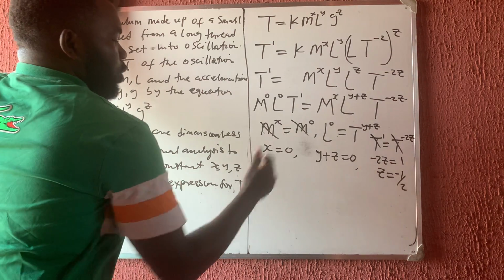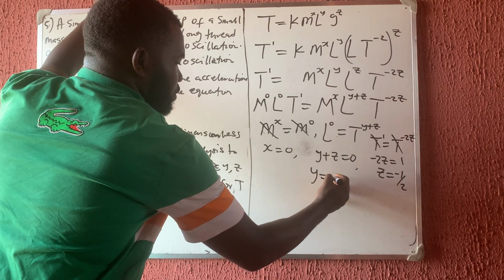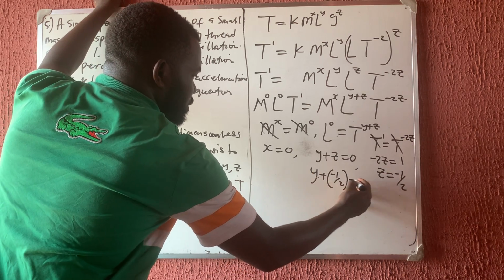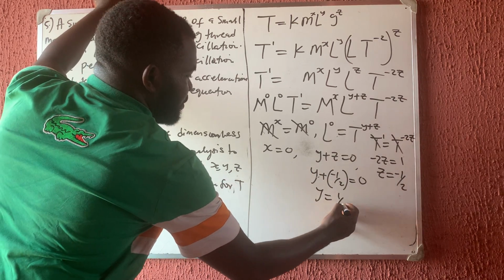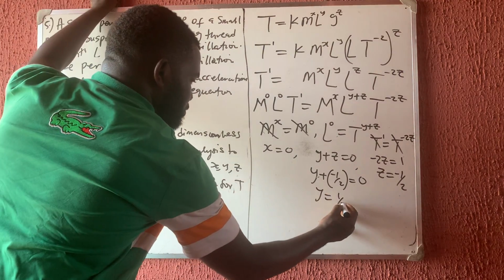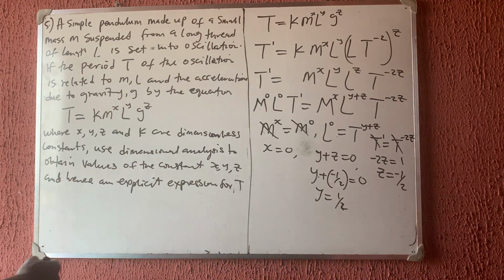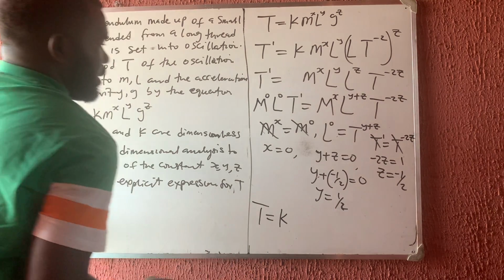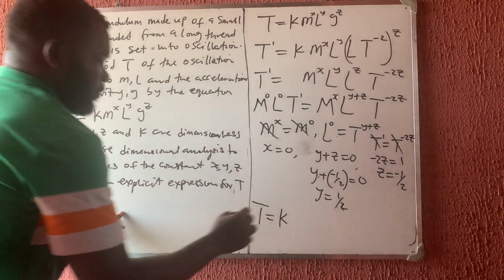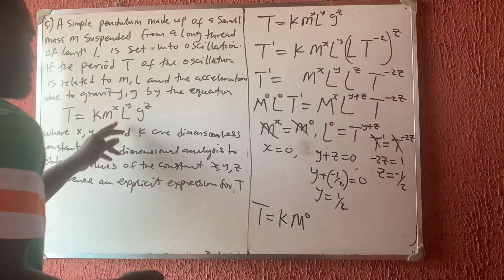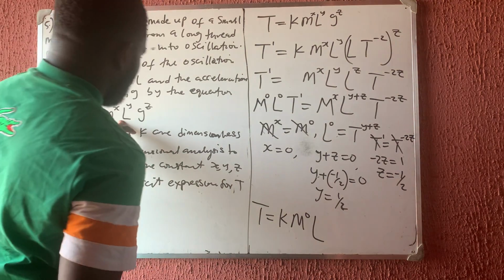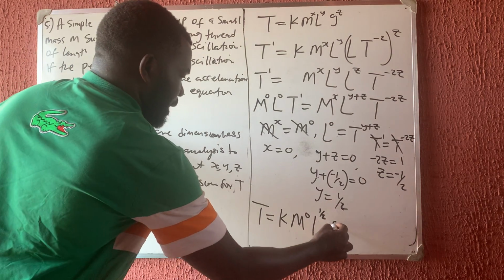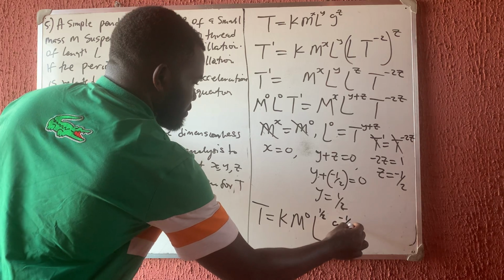So if you put z to be minus 1 over 2, you have that y plus minus 1 over 2 is equal to 0. So therefore, y will now be 1 over 2. So if you have gotten that, now let's get the expression. The expression will now be t is equal to K. Now x is raised to power 0, so you have m raised to power 0. Then L is going to be raised to power y, which is 1 over 2, and then my g will now be raised to power minus 1 over 2.